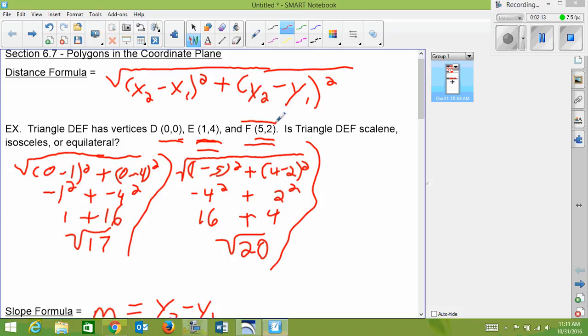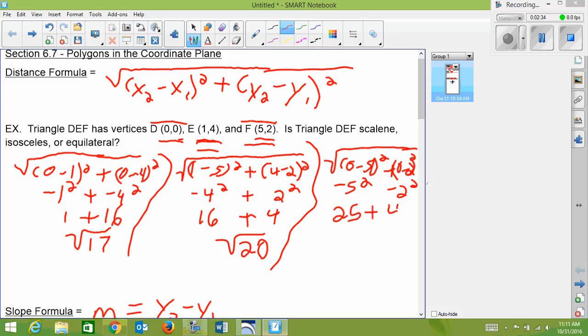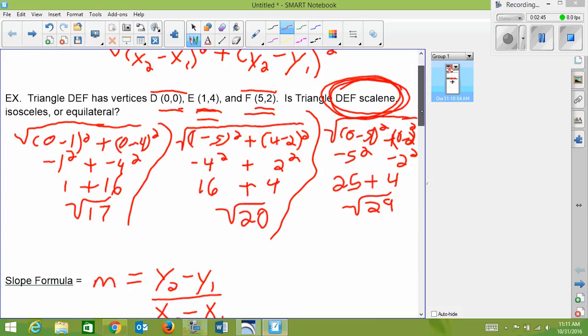So then I'm going to do D and F. So 0 minus 5 squared plus 0 minus 2 squared. 0 minus 5 is negative 5. Negative 5 squared is 25. 0 minus 2 is negative 2. Negative 2 squared is 4. So square root of 29. So I have three different answers. So the answer to the question is that the triangle is scalene. None of the sides are equal to each other.